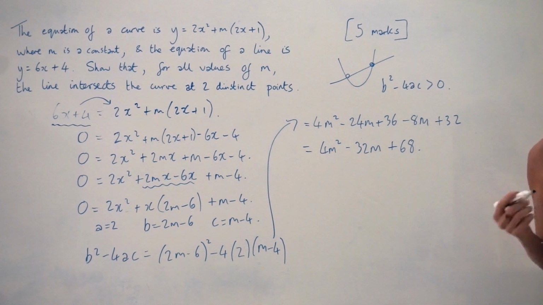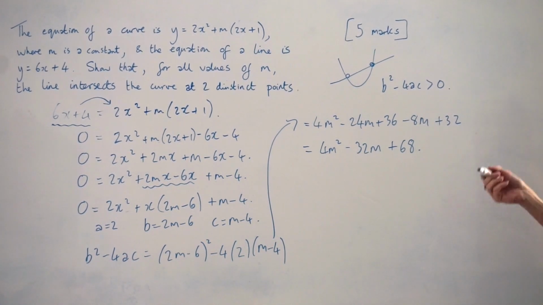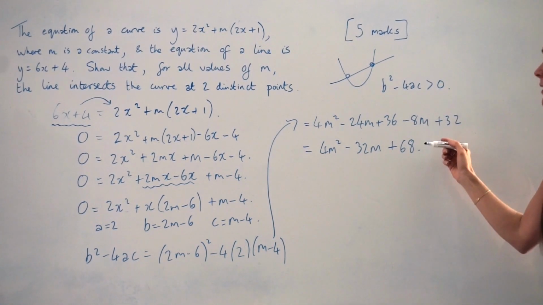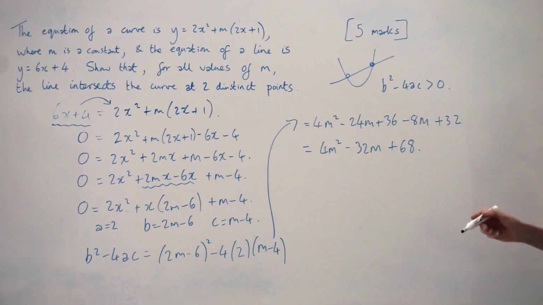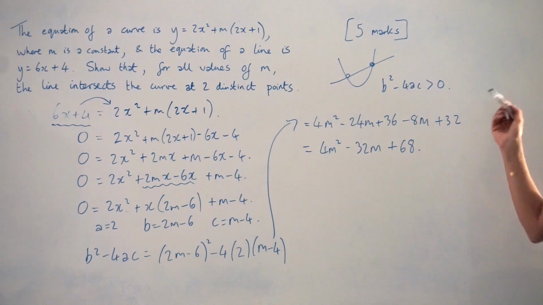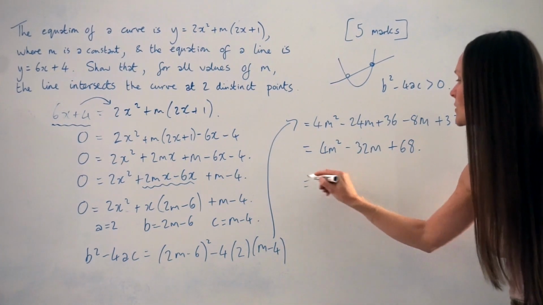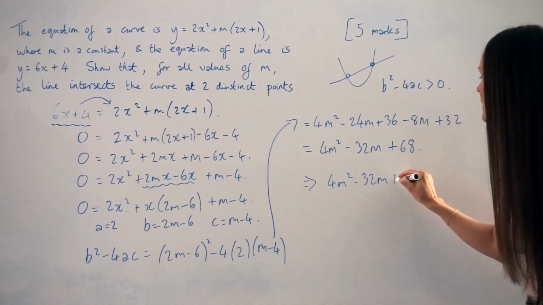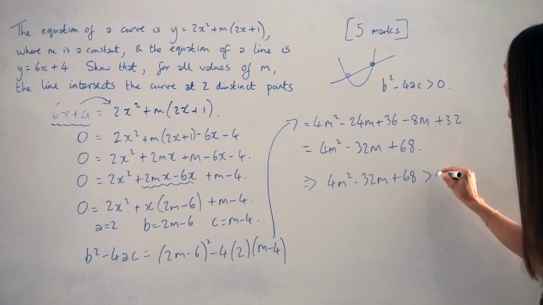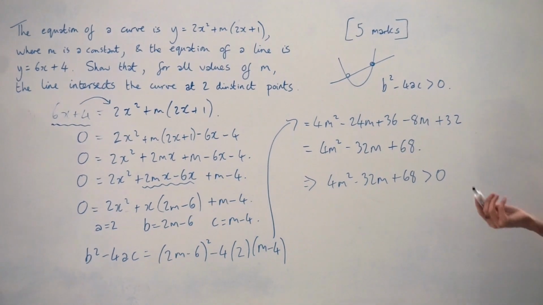Okay, so this is the discriminant. And remember, if this is positive, it will show us that there are two distinct points. Okay, so we want to try and show that this is always going to be positive. So we want to show that the discriminant is always greater than 0. This is what we want to prove.